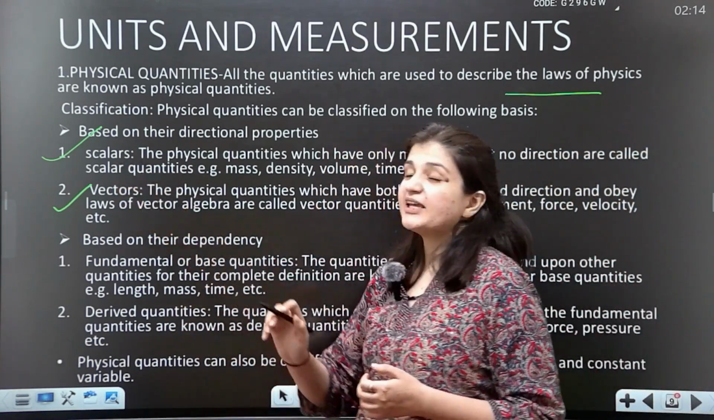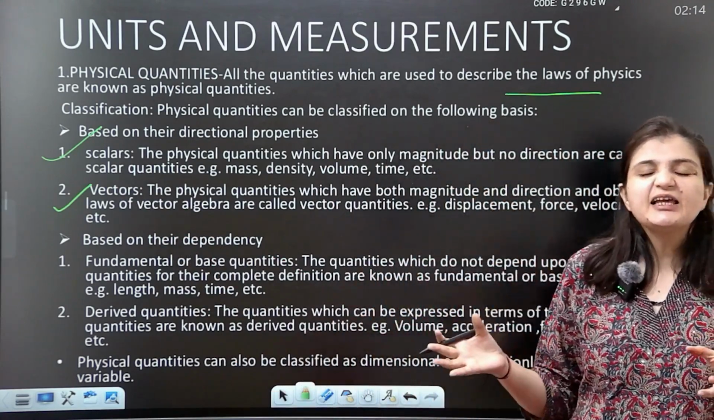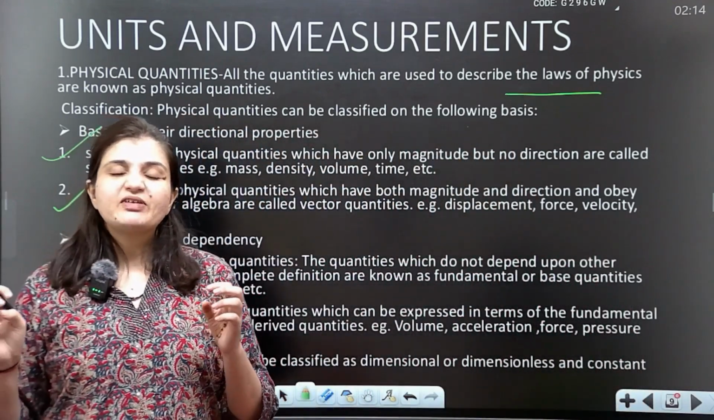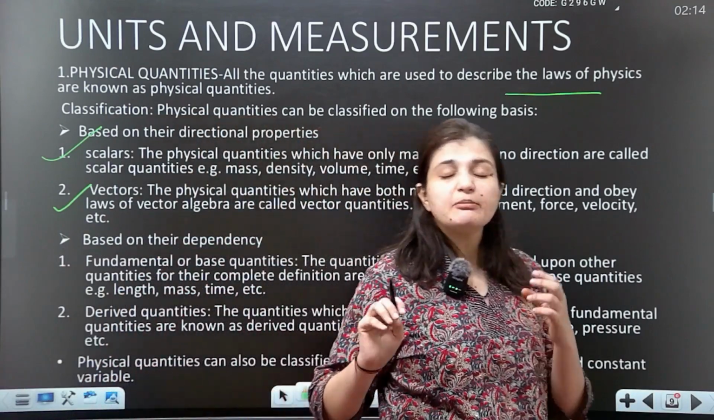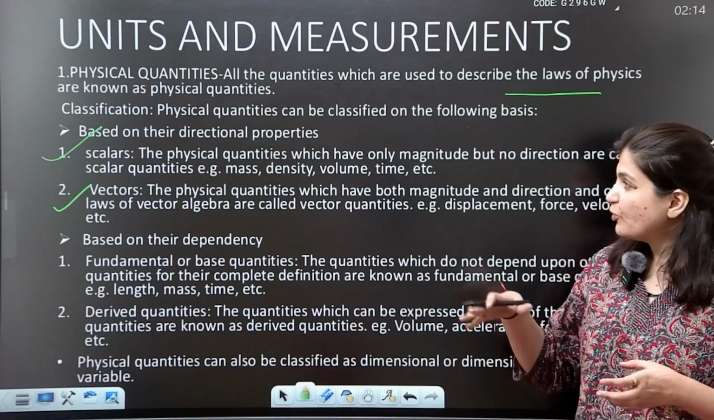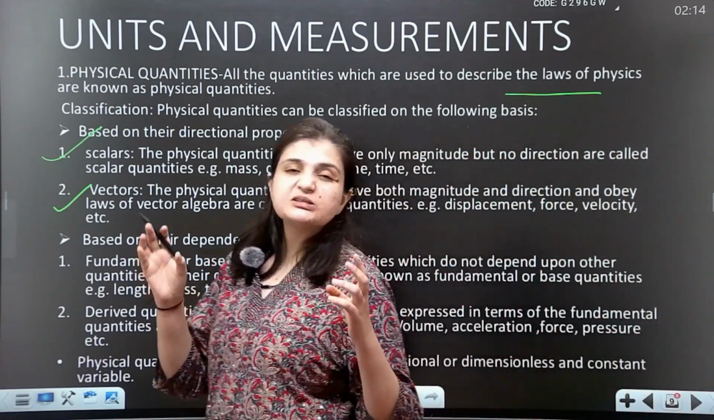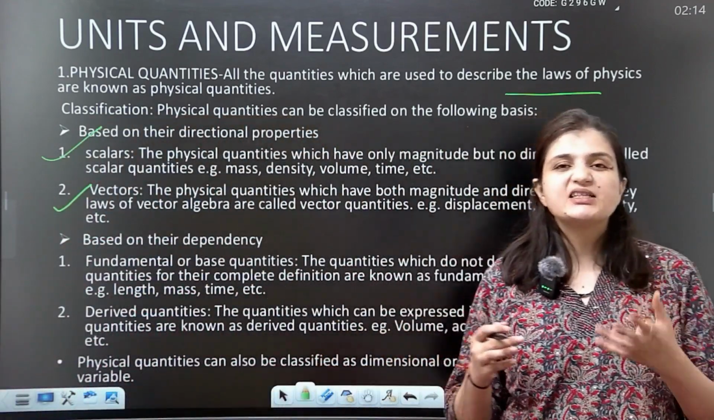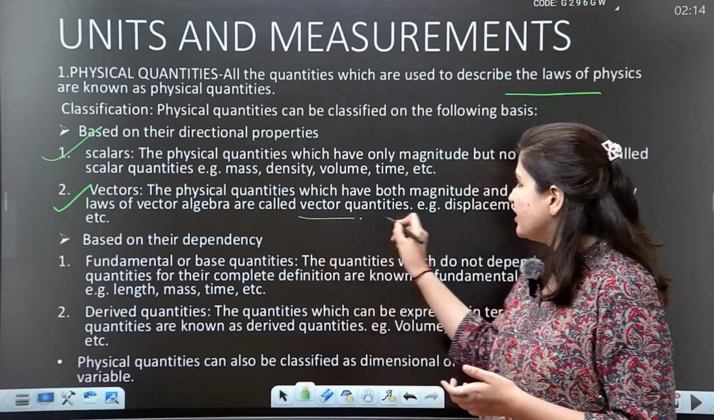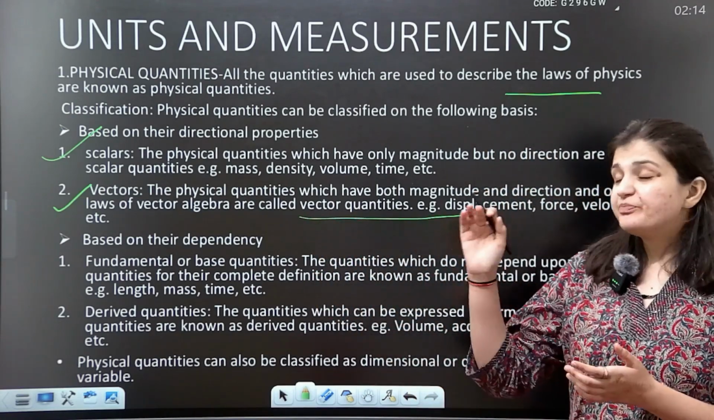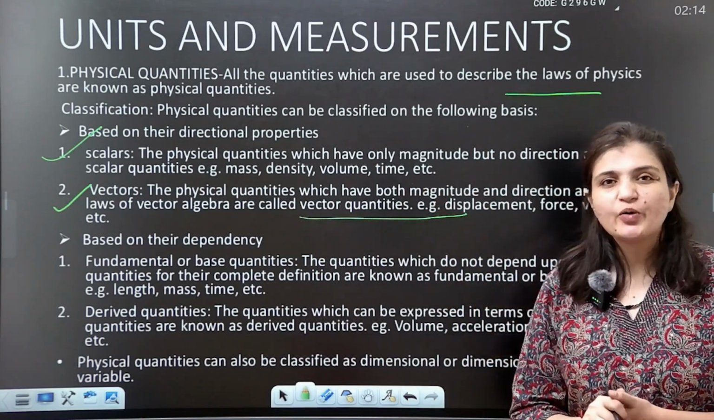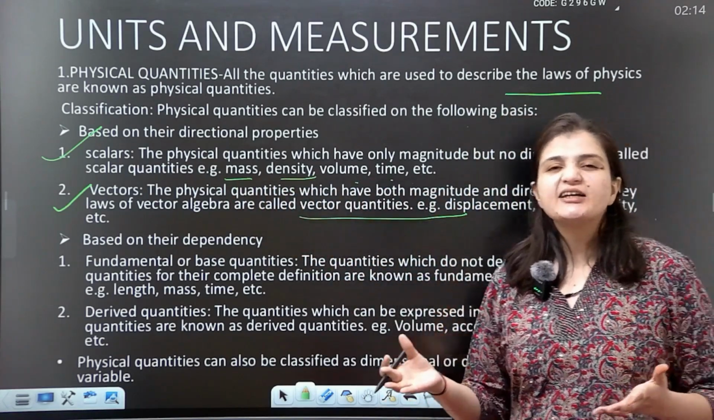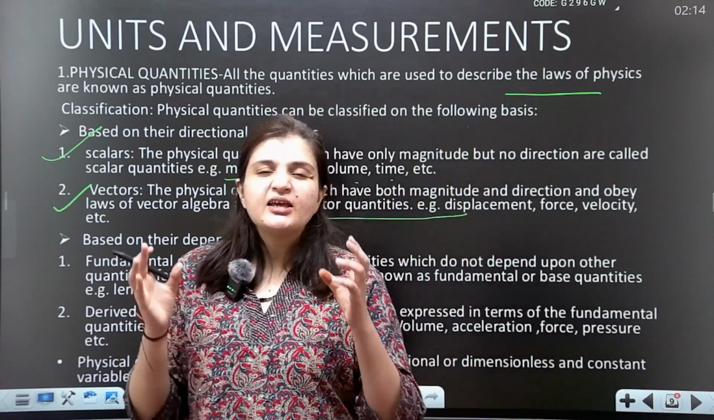Now what is a scalar and what is a vector? A scalar quantity has only magnitude. So we have categorized all the quantities which have only magnitude as scalar. And what are vector quantities? Those which have magnitude as well as direction. Where we talk about both magnitude and direction, it is called a vector quantity. What are examples of a scalar quantity? Mass, density, volume, time. All these are scalar quantities which have only magnitude.